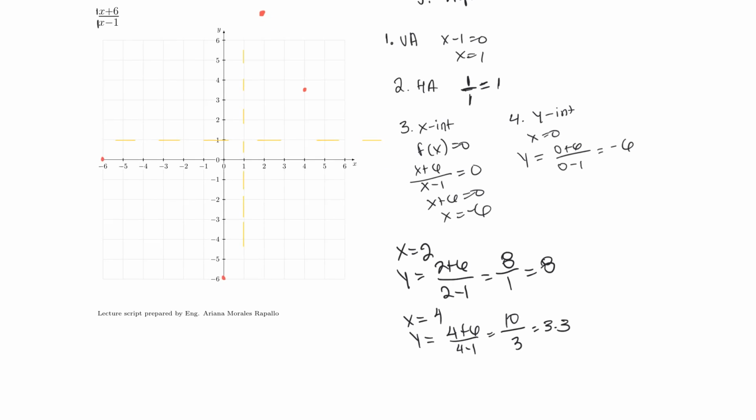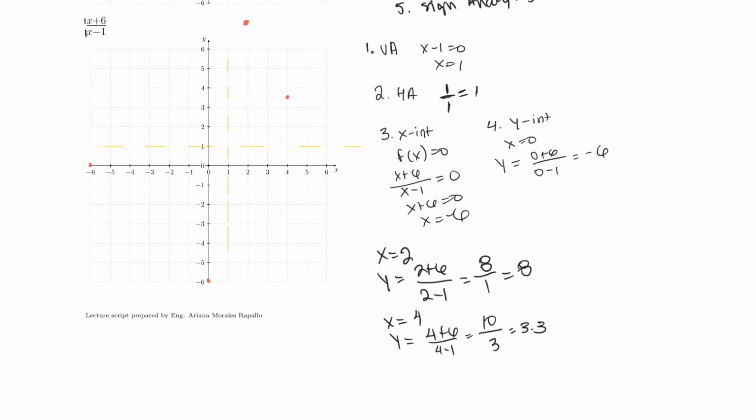Now let's evaluate minus 1. If we evaluate x equals to minus 1, we get y equals minus 1 plus 6 divided by minus 1 minus 1. Then we have 5 divided by minus 2. That will be minus 2.5. Okay, so when we are at minus 1, we have minus 2.5. That will be here.